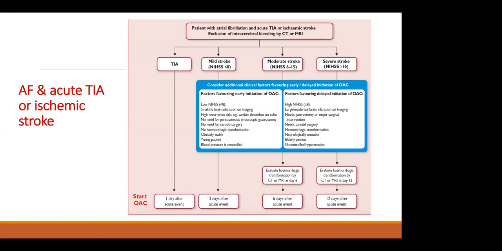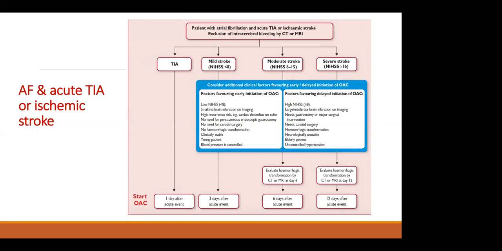But if the patient has a stroke, it's very important to classify or stratify the stroke based on the NIHSS score, which is the National Institutes of Health Stroke Scale. This actually assesses the severity of the stroke. If it's less than 8, you can start oral anticoagulation 3 days after the acute event.